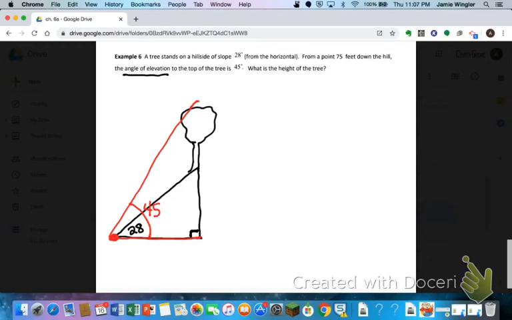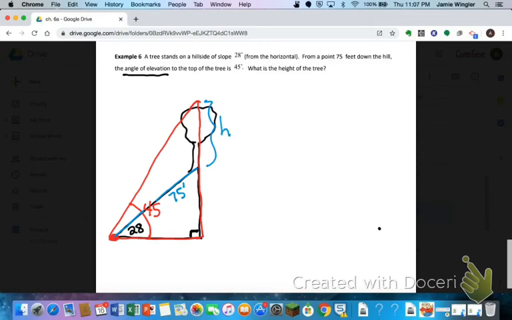So if I continue that line down, I have a big right triangle and I have a little right triangle. And they did tell me that this side length right here is 75 feet. So I want to know just the height of the tree. So I am looking for this.